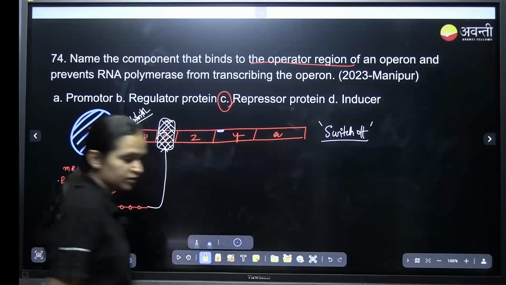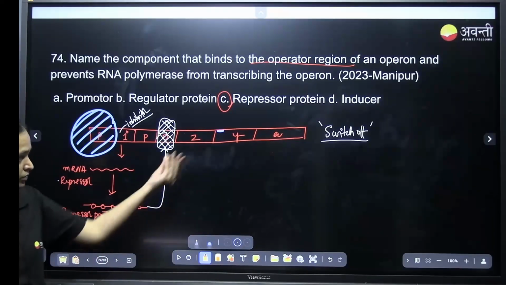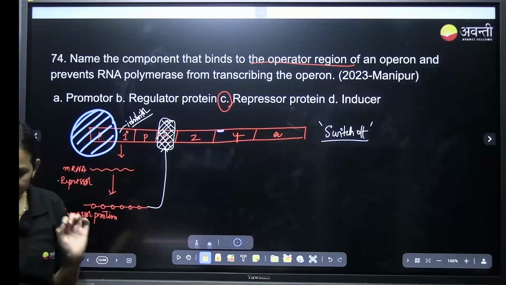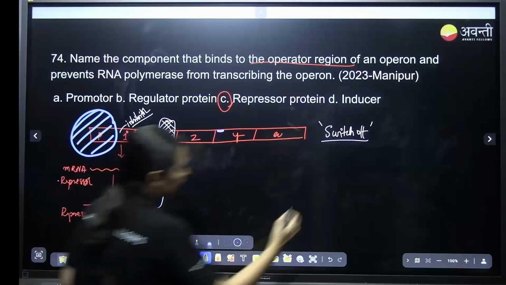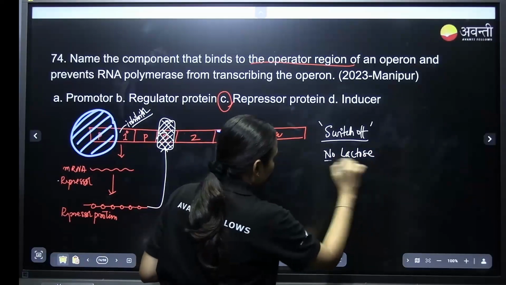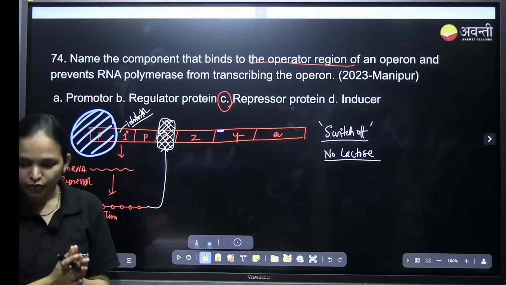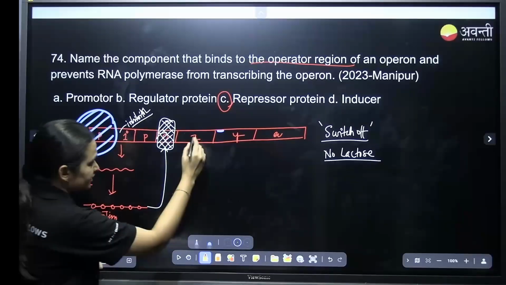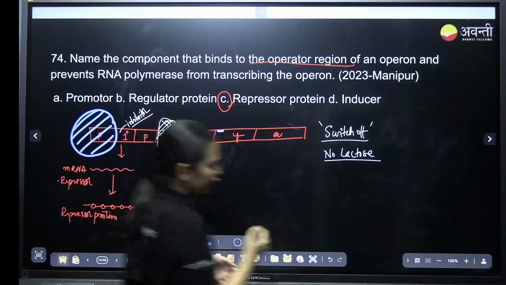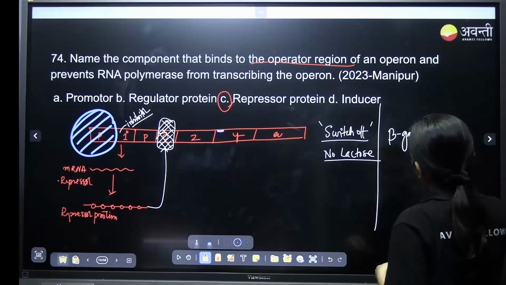The regulation here is now switched off. No proteins of the ZYA gene are formed. Why does this happen? Because there is no lactose. When there is no lactose in the growth medium surrounding the bacteria, why would there be a gene, that is the Z gene, which codes for beta galactosidase? What does beta galactosidase do? I will just tell you here. Beta gal, I will write beta gal.